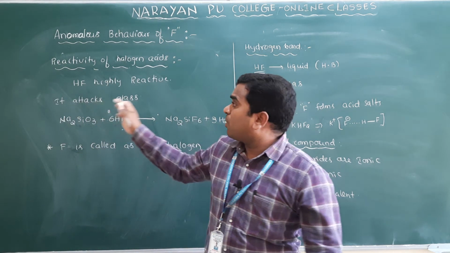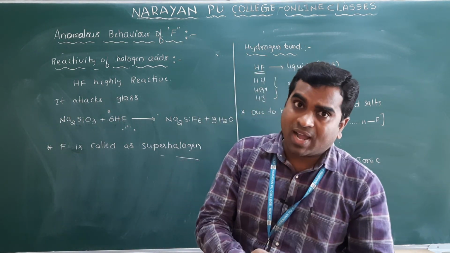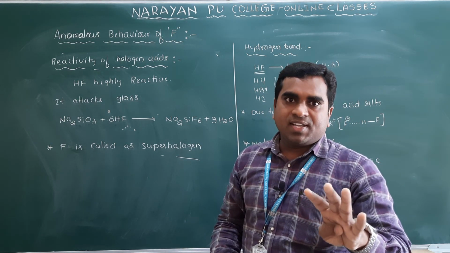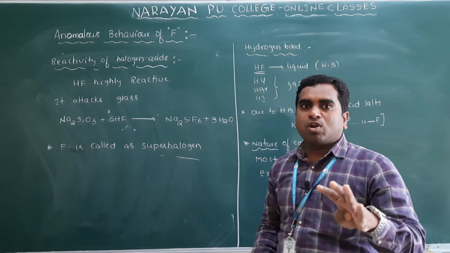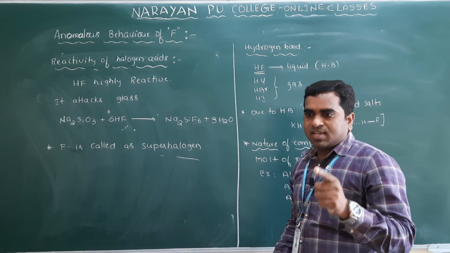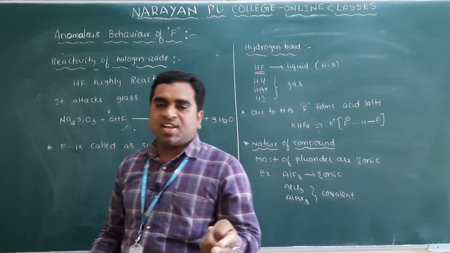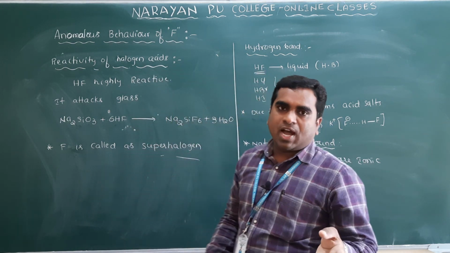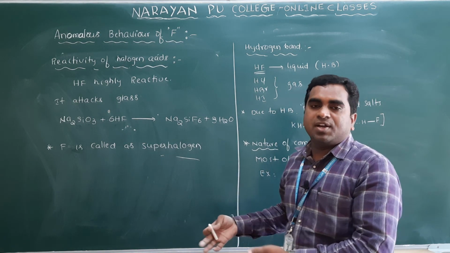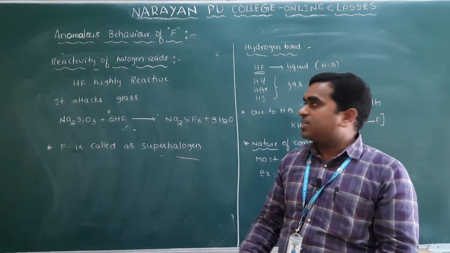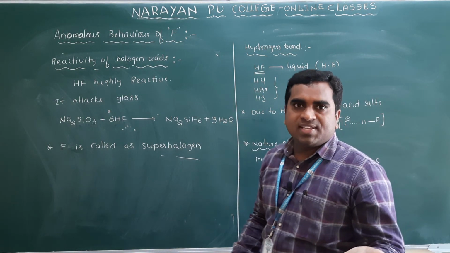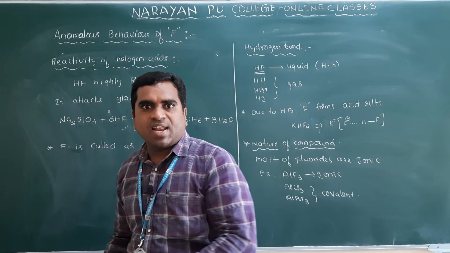So this is about anomalous behavior. You have to write here 4 points. The anomalous properties or anomalous behavior of fluorine is because of 4 properties: small size, high ionization energy, high electronegativity and absence of d orbitals. And in which properties does fluorine differ from the other halogen elements? First one, reactivity. Fluorine is highly reactive compared to the other halogen atoms.